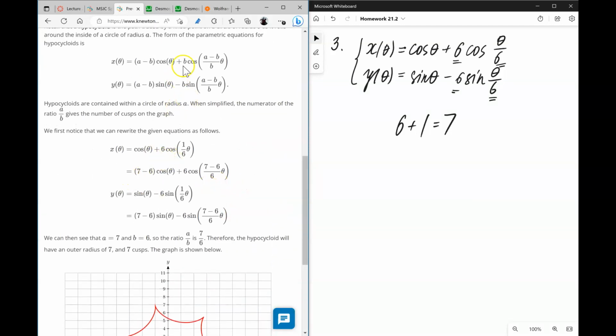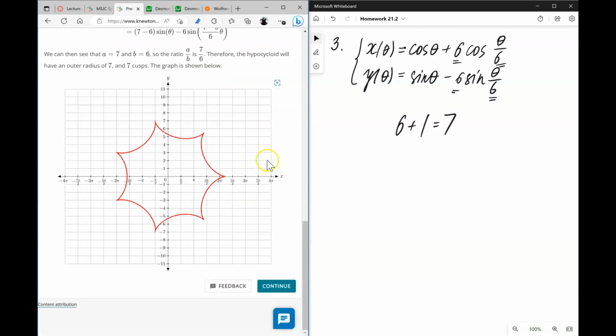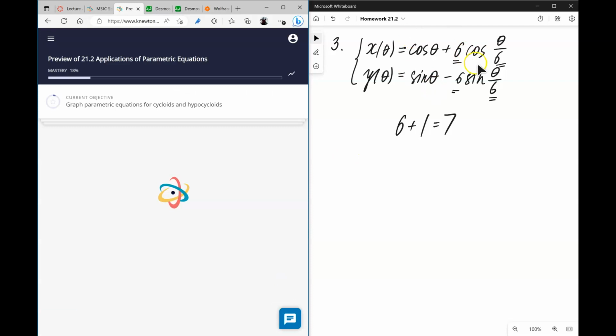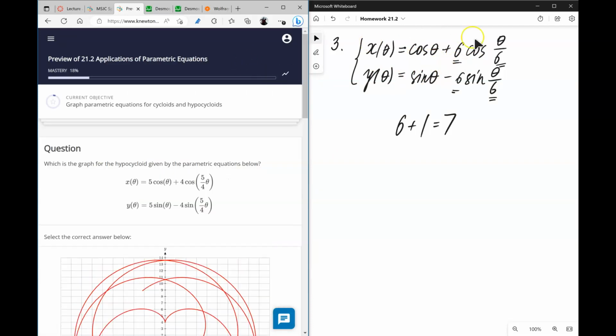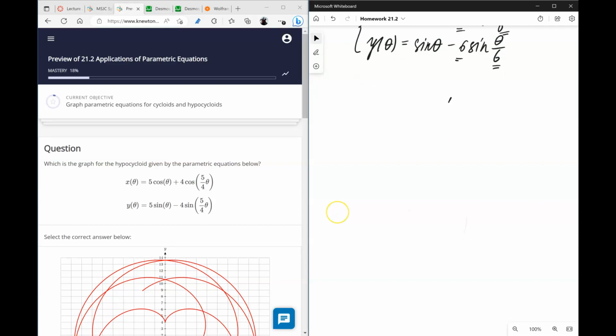Alright, so they actually suggest using this formula, so figuring out A and B coefficients. Not everything of this form will give us a hypocycloid, right? So we have to be careful. This is not the right formula. The formula is a little bit more complicated, but I tried.